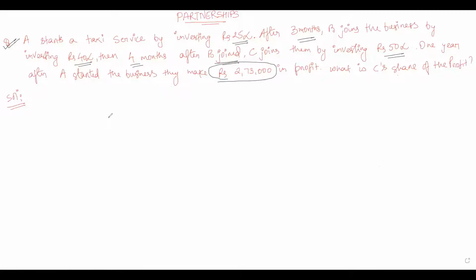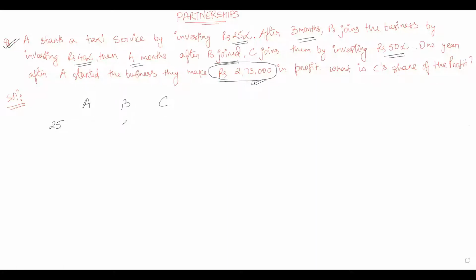So in this question, we can see that A, B, and C have invested different amounts, and they have also invested these amounts for different time periods. So in such cases, we can say that the ratio of profit will be simply the product of the investment and time period for A, B, and C. So let us try to calculate the ratio in which this profit of 2,73,000 will be divided between A, B, and C. So for A, the amount invested is 25 lakh.